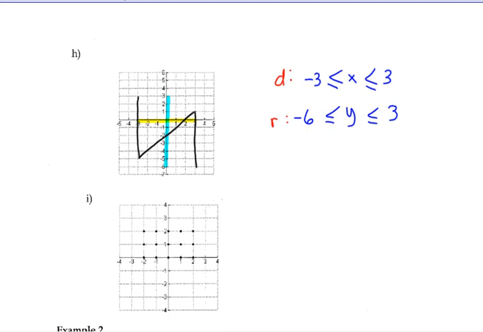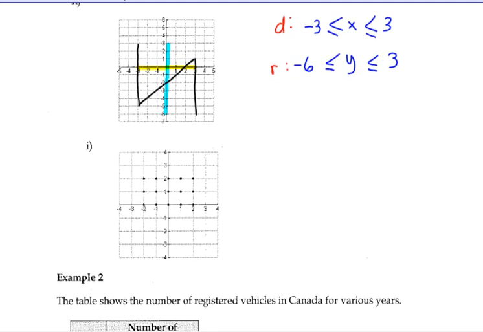Okay, next one. What do we do with discrete data?